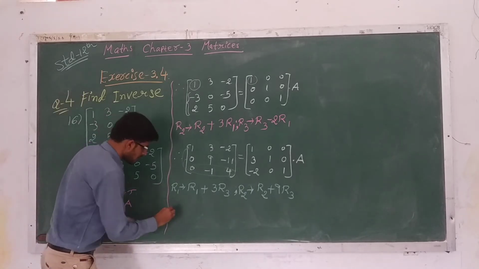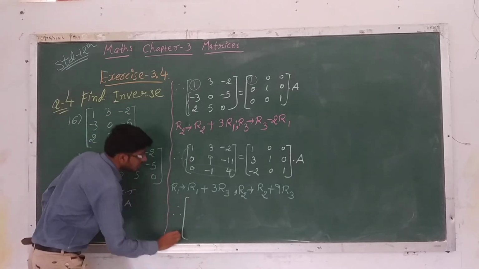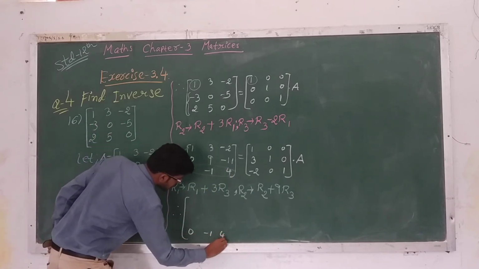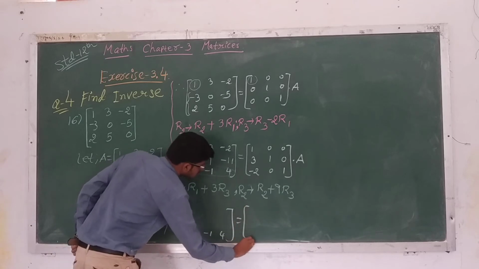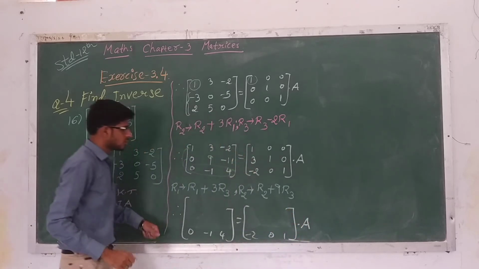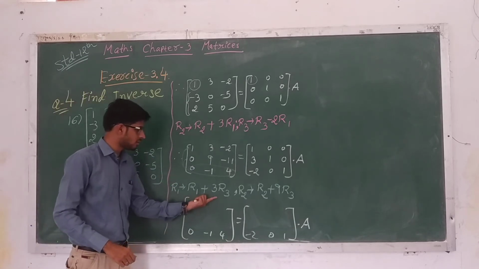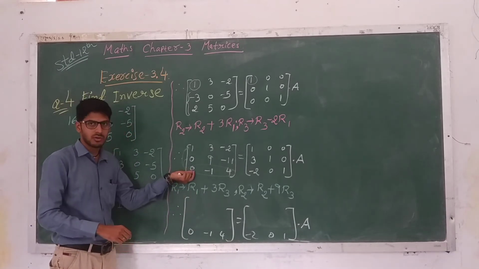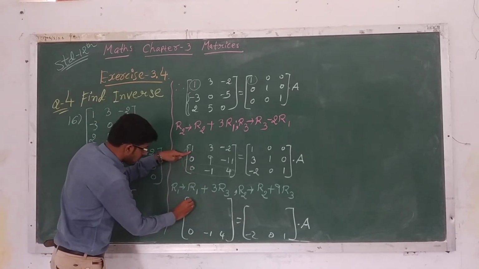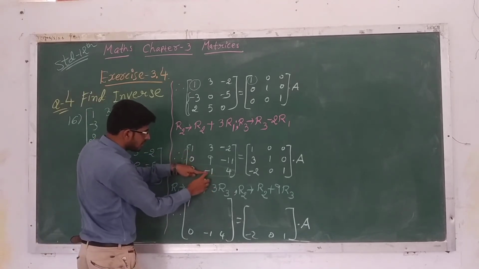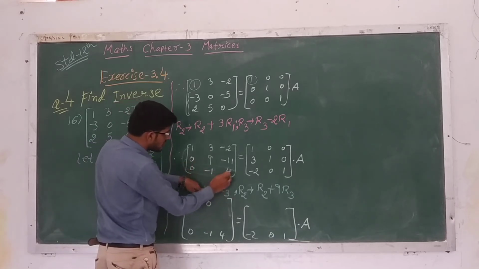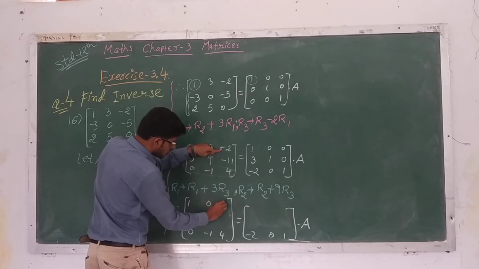Therefore, here the third row is on both sides. First of all, write down the third row: 0, minus 1, 4 is equal to minus 2, 0, 1 times A. So first of all, we apply this operation. So 3 into 0, 0 plus 1, 1. Here minus 1 into 3, so minus 3 plus 3, 0. Here 3 4s are 12, 12 minus 2, so 10.